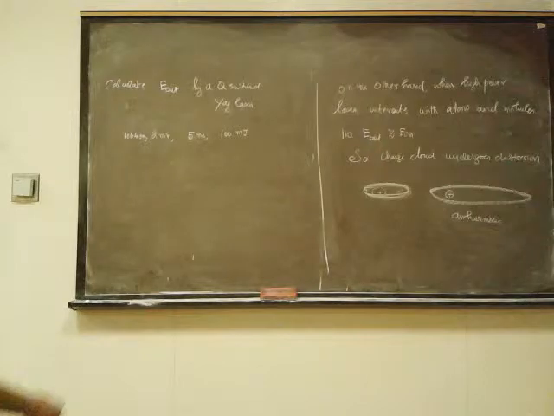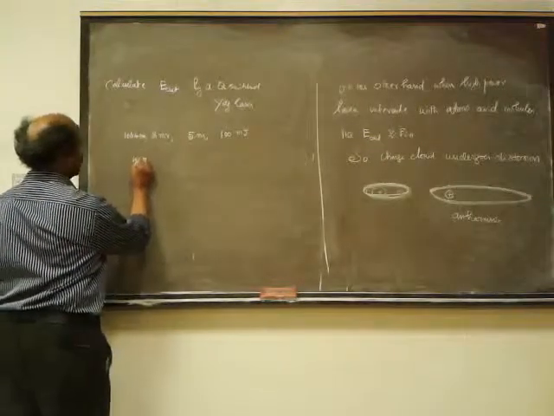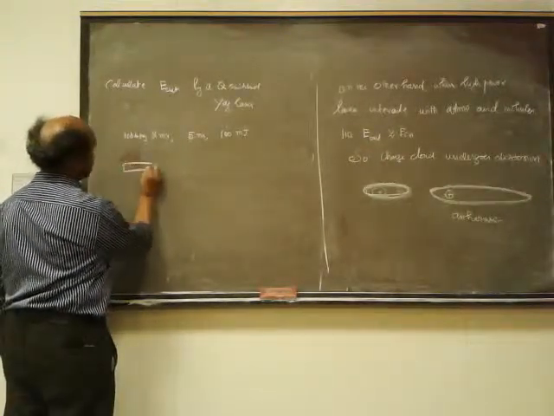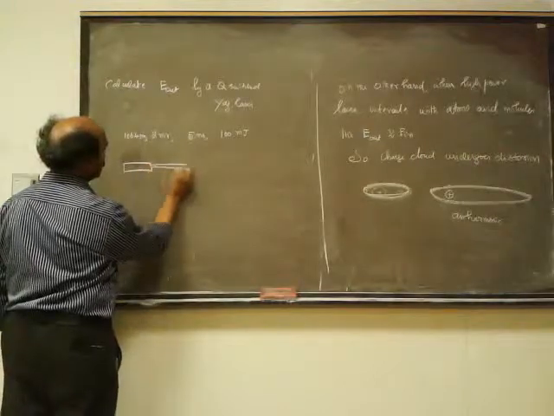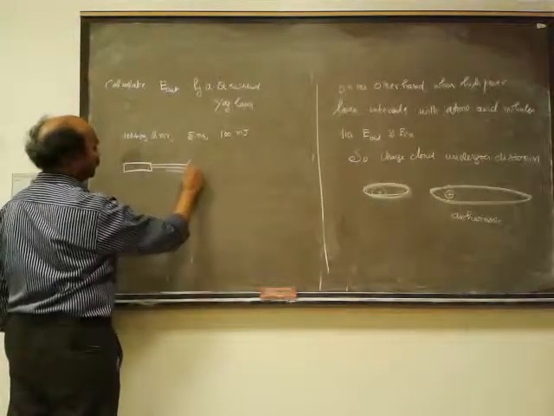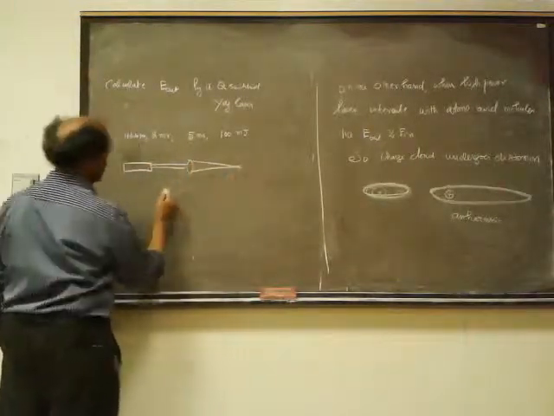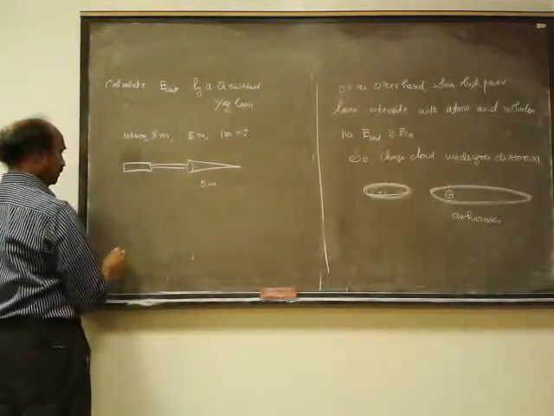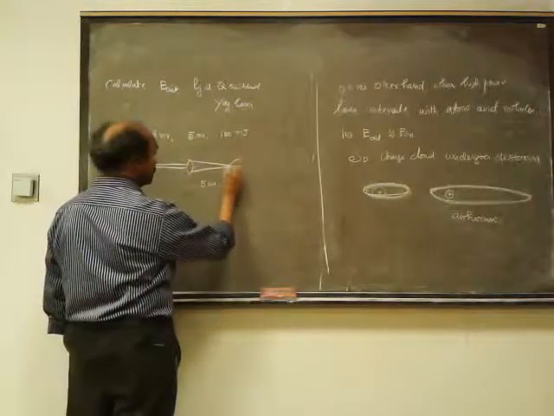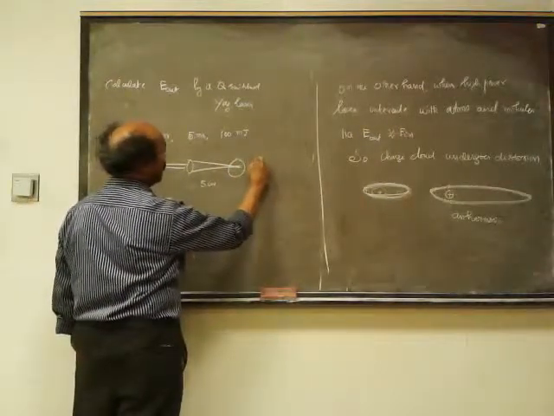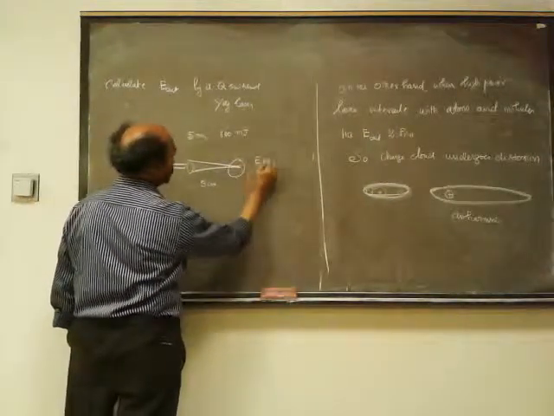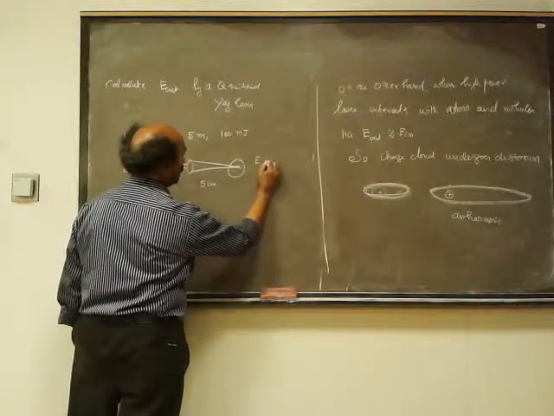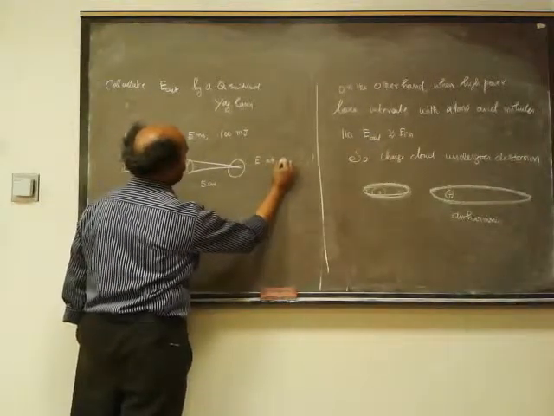When this is focused, so this is the laser, the beam is coming here. I am putting a lens and focus. I put the lens of 5 centimeter. What is the field at this point? Field at focus.